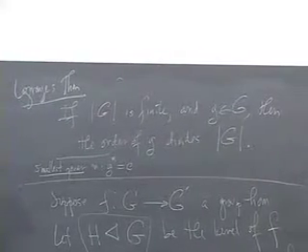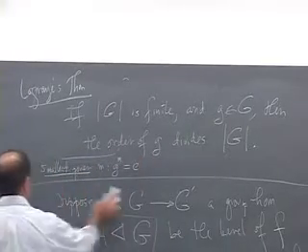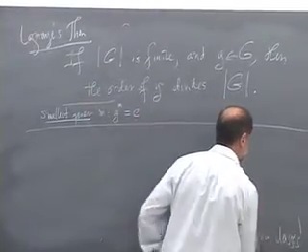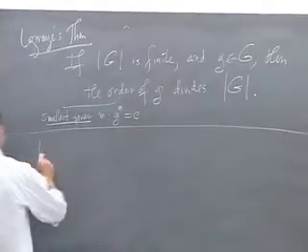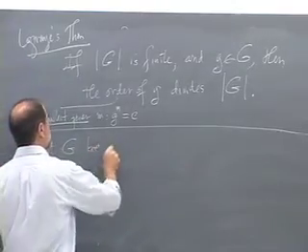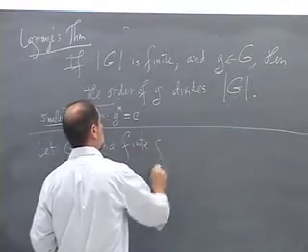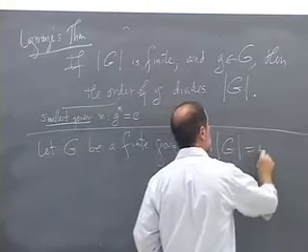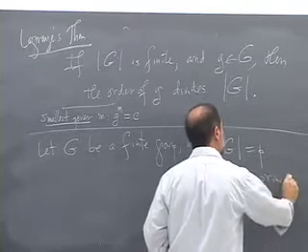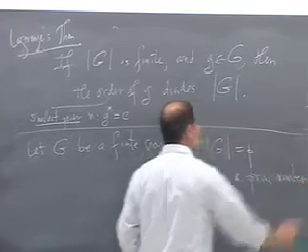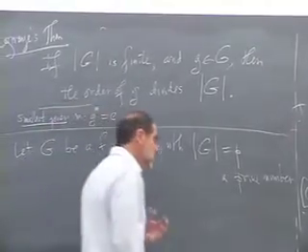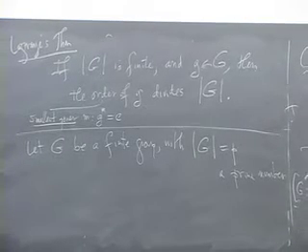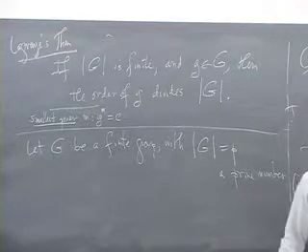For example, a corollary of Lagrange's theorem. Let G be a finite group with the order of G equal to p, a prime number. So this is the beginning of the interaction of group theory with number theory. The fact that the orders of groups are certain numbers is going to give us all kinds of information about the group structure itself.